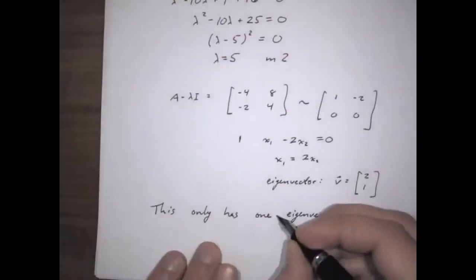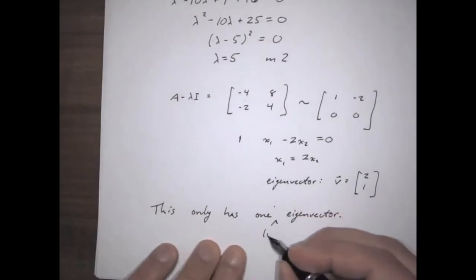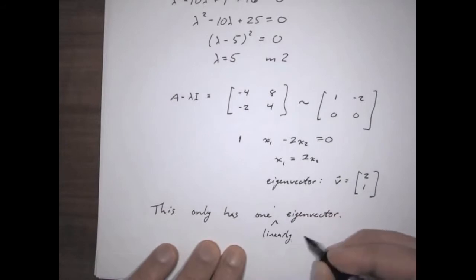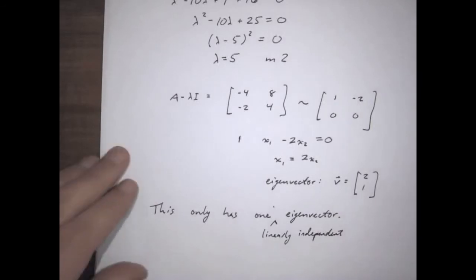I should say one linearly independent eigenvector, because any non-zero multiple of an eigenvector is also an eigenvector. But the problem is it's not linearly independent. So in order to get a general solution, we need more than this. What we need to do to get the other piece is use what is called a generalized eigenvector.